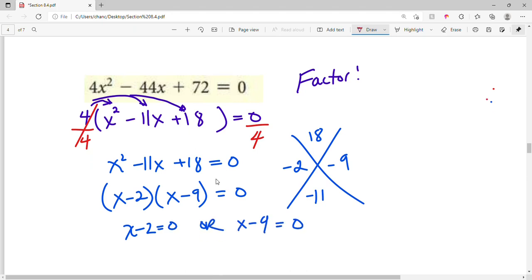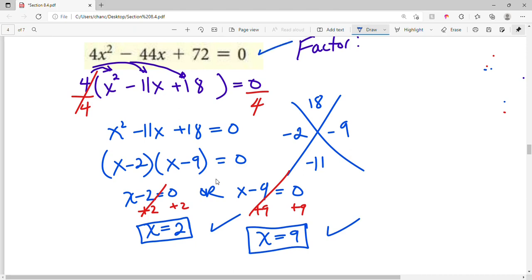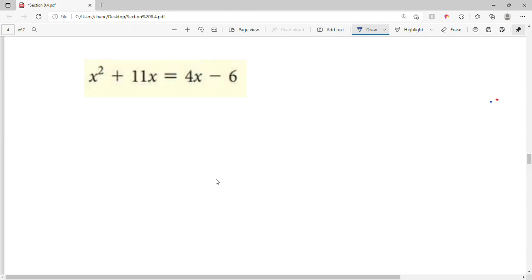For the first expression, let's add 2 to both sides. And that leaves us with x equals positive 2. That's our first solution. For our next one, let's add 9 to both sides. That leaves us with x equals 9. That's our second solution. And feel free to check our work, plugging it into the original equation and making sure you get 0 out of that expression.